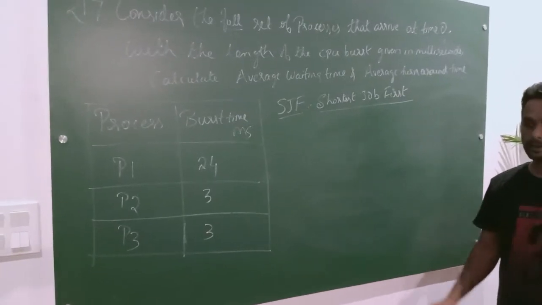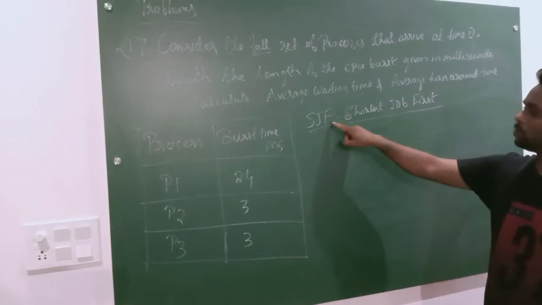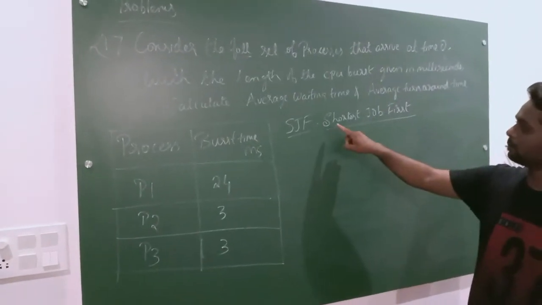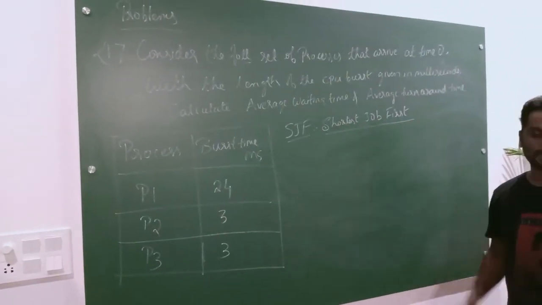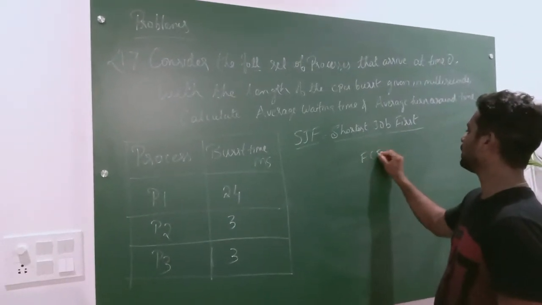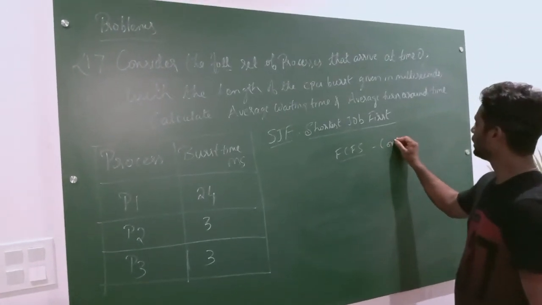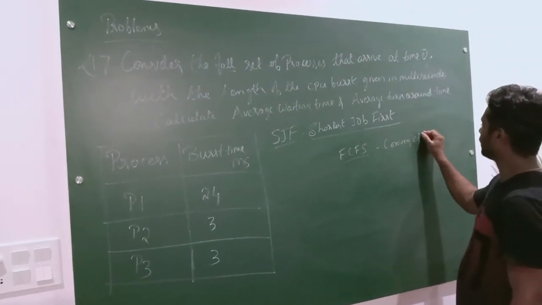Yeah, hello guys. So we are going to study your second algorithm, that is your SJF. SJF is nothing but shortest job first. So before proceeding, let me discuss what is the disadvantage of your FCFS. There is some drawback called the convoy effect.